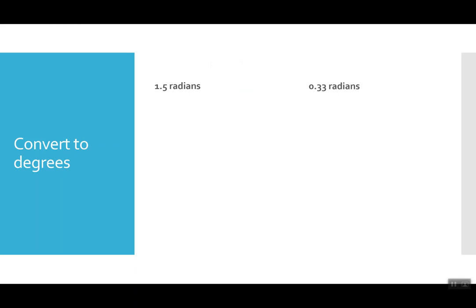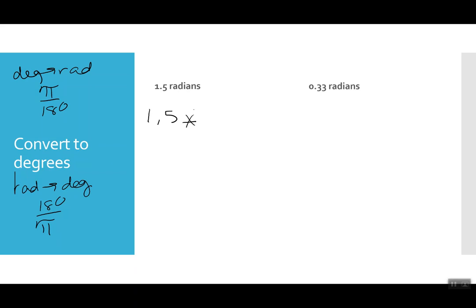Now I'm going in the opposite direction. Notice I'm giving you radians and I'm asking you to convert to degrees. So I'm going to do the opposite thing. When I went from degrees to radians, I multiplied by pi over 180. Now that I'm going from radians to degrees, I'm just going to flip it over and do 180 over pi. So the 1.5, I multiply by 180 over pi. This gives me 85.94, and now my answer is in degrees.